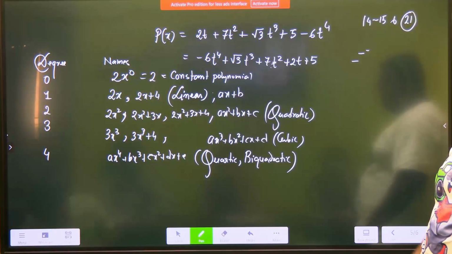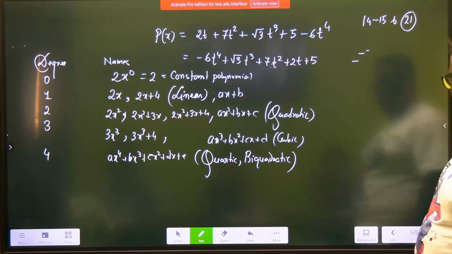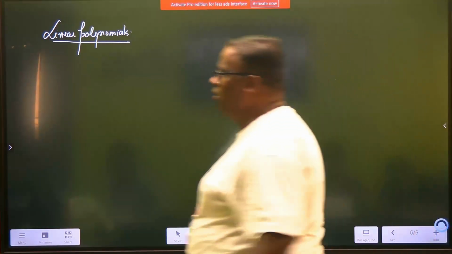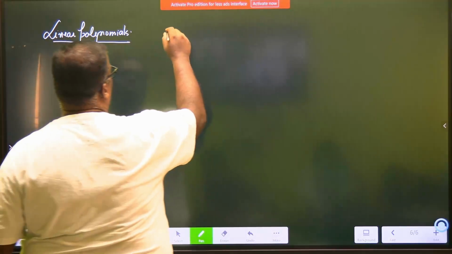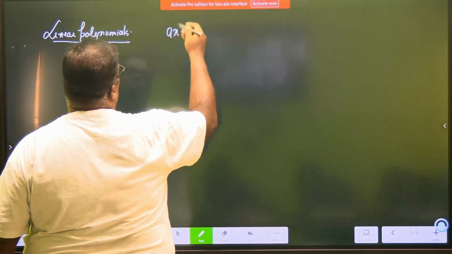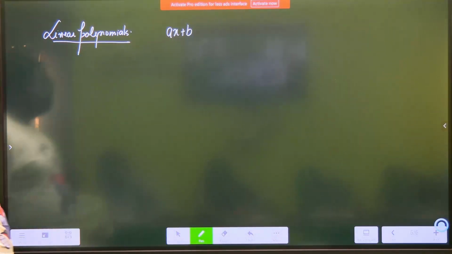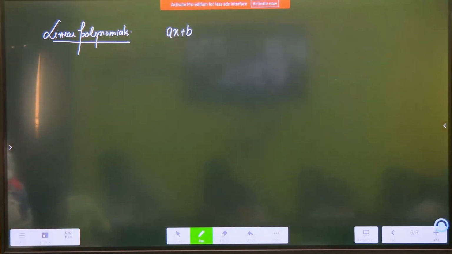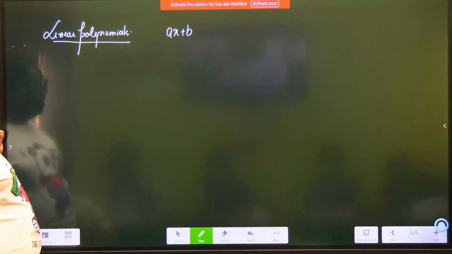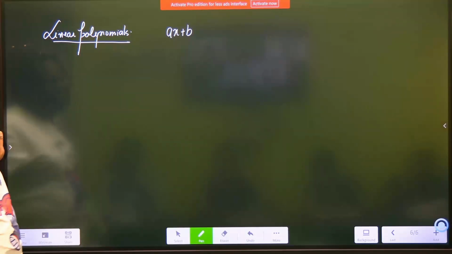And today we'll deviate a little bit from the book. Maybe we are learning from the backside, but what you understand will help you a lot. Ready? Most interesting part of polynomial. Linear polynomials. And a linear polynomial will always be expressed something like ax plus b. Right? Ax plus b.